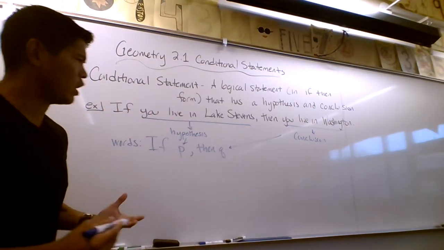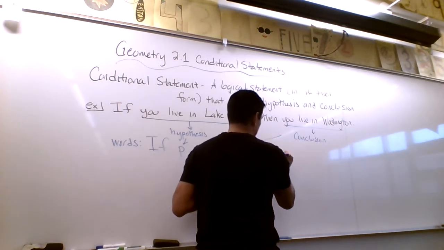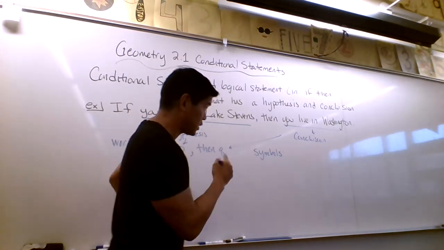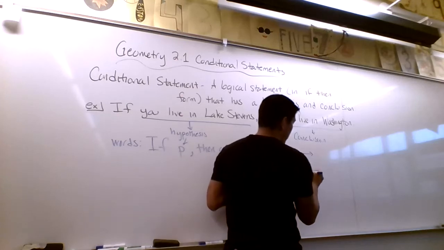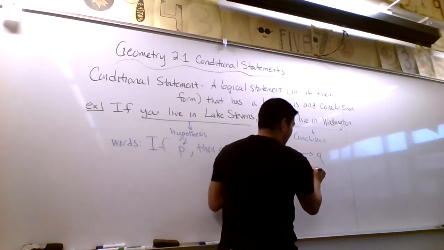You could also use logic symbols if you're familiar with any logic, since logic uses a lot of symbols. What it looks like using logic symbols is P, an arrow, and then Q. What this means is P implies Q.